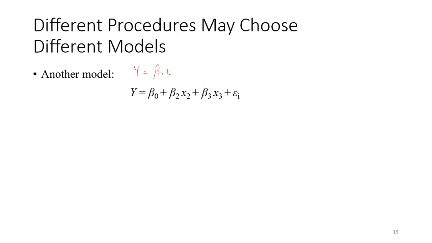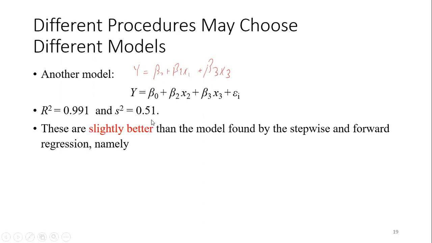Well, different procedures may choose different models, right? So just look at this another model. Remember, in the previous stepwise regression or forward regression, in fact, if we just used forward regression, we would have found the same model, right? It was beta 1x1 plus beta 3x3. So the R square is 991 and s squared is 0.51. And these are slightly better than the model found by the stepwise or, let's say, forward regression.